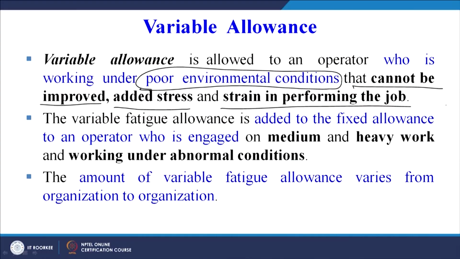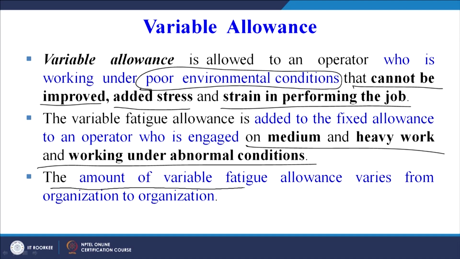So, the variable fatigue allowance is added to the fixed allowance for an operator who is engaged in medium and heavy work and working under abnormal conditions. We can see that variable allowance is going to help us account for abnormal conditions of working, where the working environment is not congenial to the worker. In that case the variable allowance will be used. The amount of the variable allowance will vary from organization to organization.